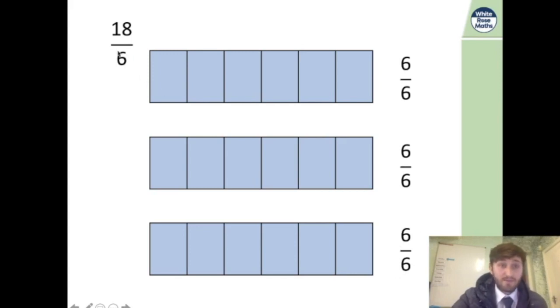Another way that I might be able to work this out, I know that I've got 6s. I could say how many 6s go into 18? Well, I could count with my 6s. I got 6, 12, 18. So I know that there are 3 wholes. Well, there are 18 6s.